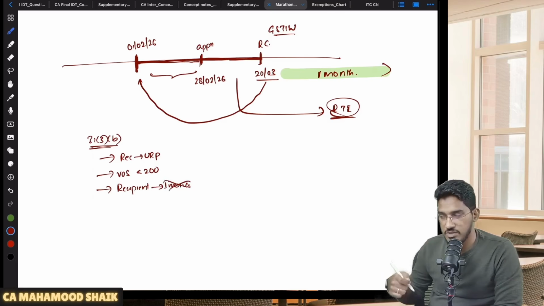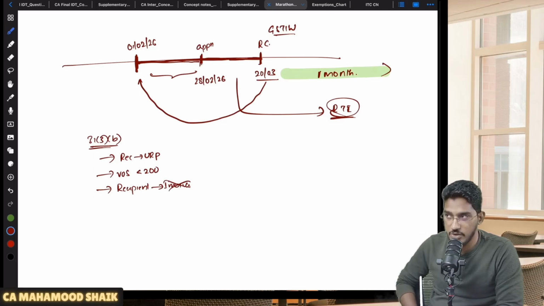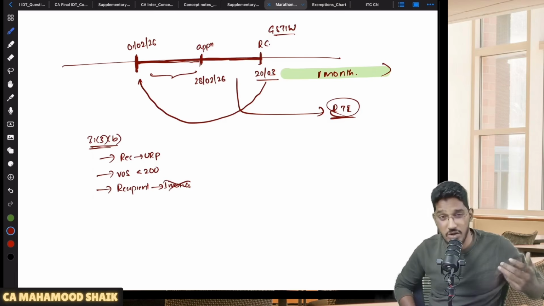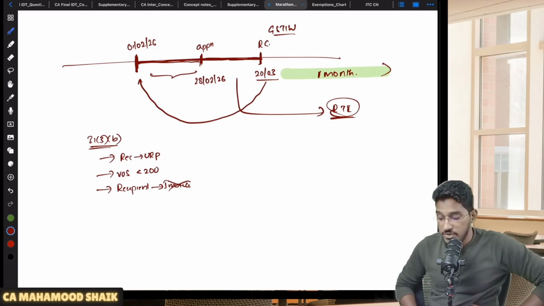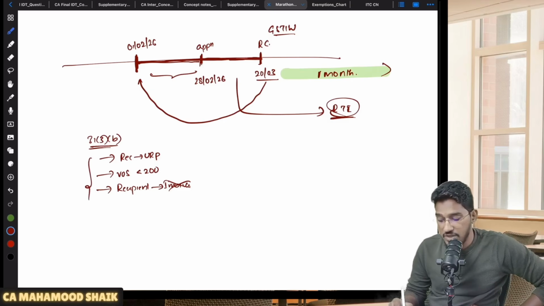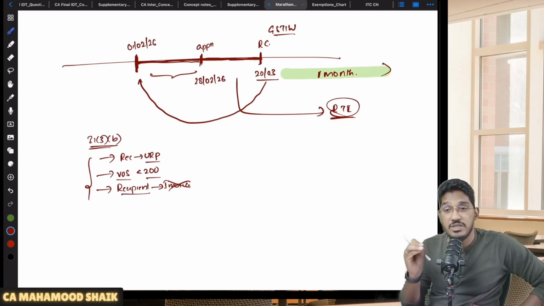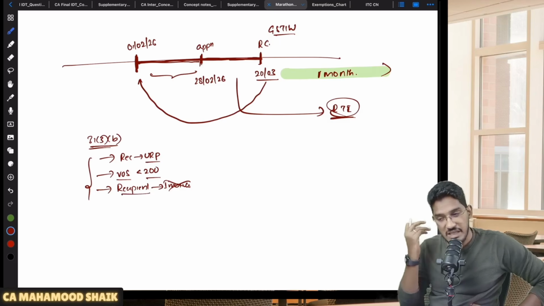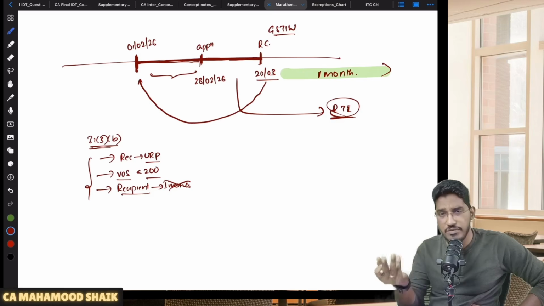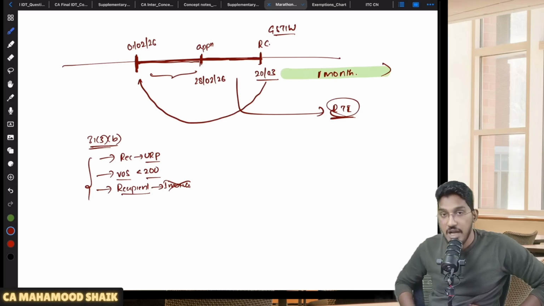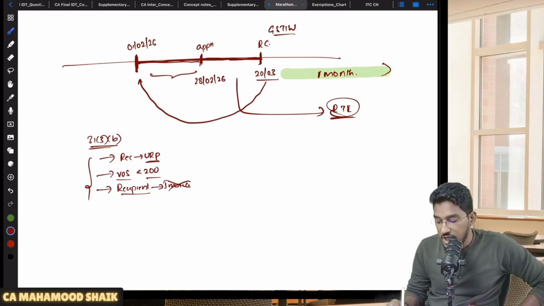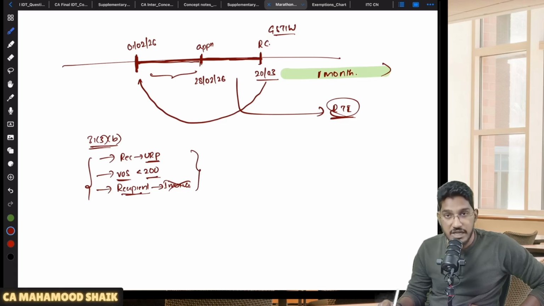Small transactions. For small transactions, if you waste your time on giving tax invoices, it will become a costly affair. So that's why, when all these conditions are fulfilled, what are they? Recipient must be an unregistered person, value of supply should be less than 200, and the recipient did not specifically ask you for an invoice. In case the recipient is asking you for an invoice, you have to give it, even if it is for 1 rupee. But in case the recipient is unregistered, the value of supply is less than 200, and the recipient did not specifically ask for any invoice, in that case you need not give a tax invoice.